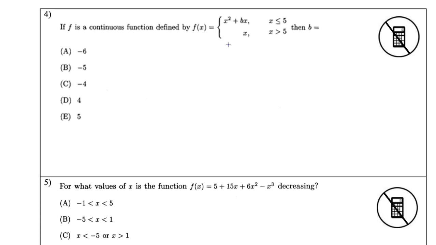I agree. We have a continuous function, and we need to find b. So I'm going to set these two equal to each other, plugging in the suspect point. So it's going to be 5 squared plus 5b is equal to 5. I set this side equal to 5. This side is 5. And then solving, right? So then I have the ability to divide everything by 5. And I get, this is 25 divided by 5 is 5 plus b.